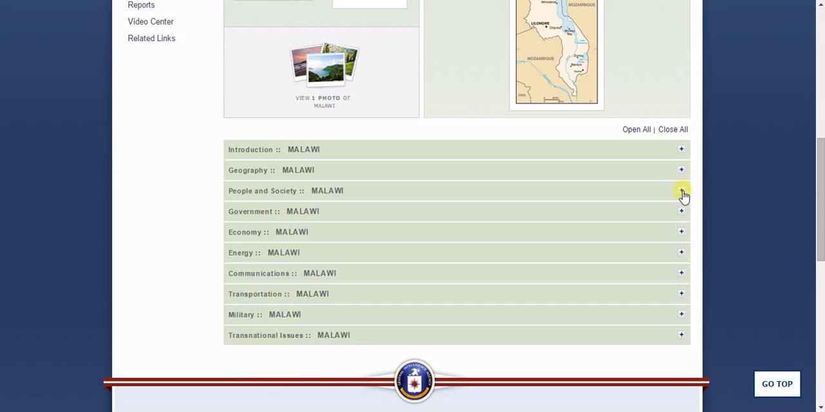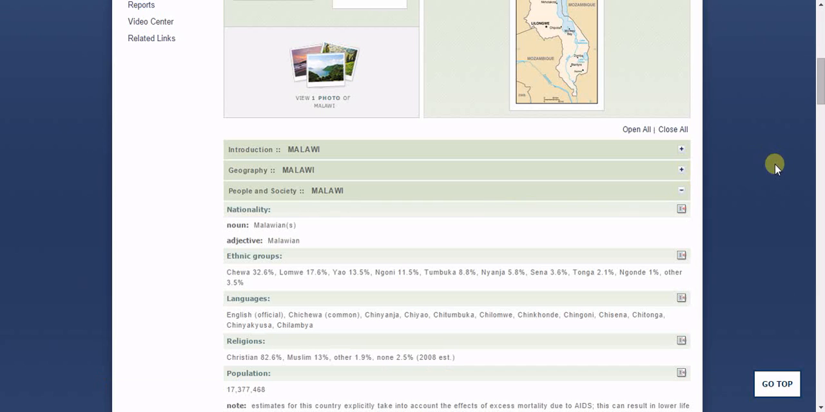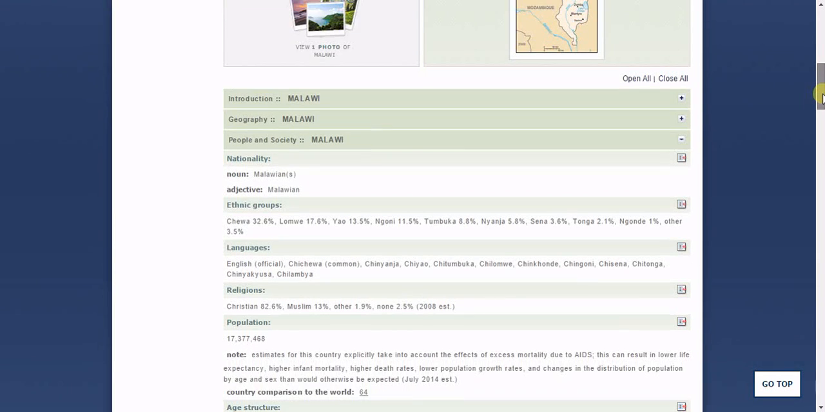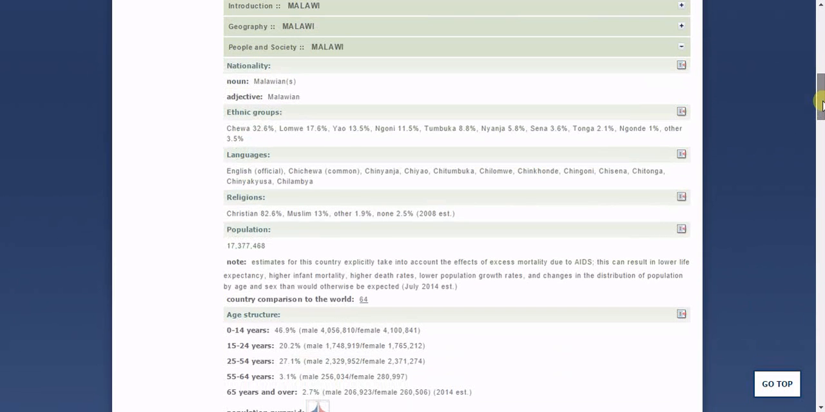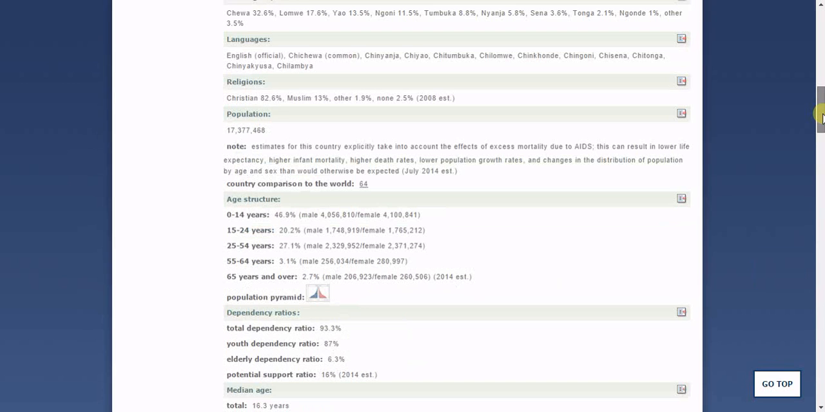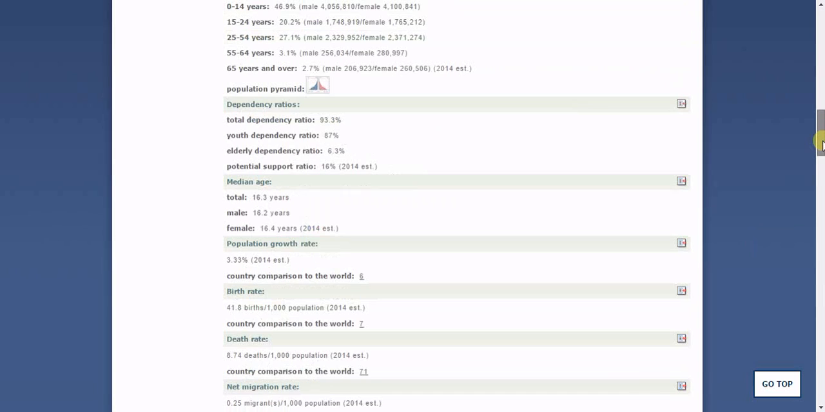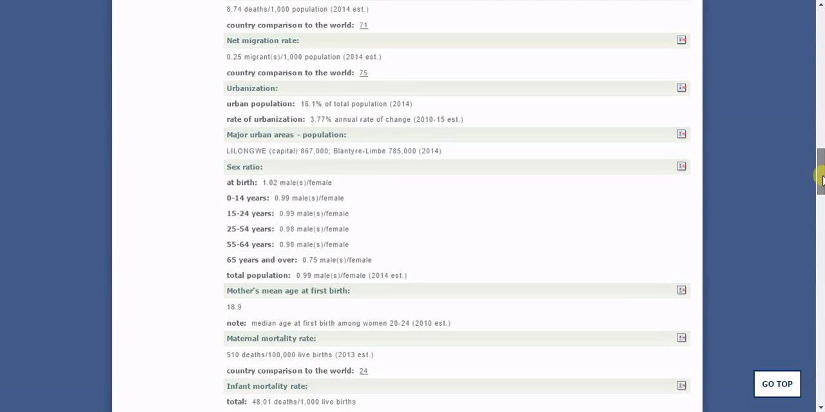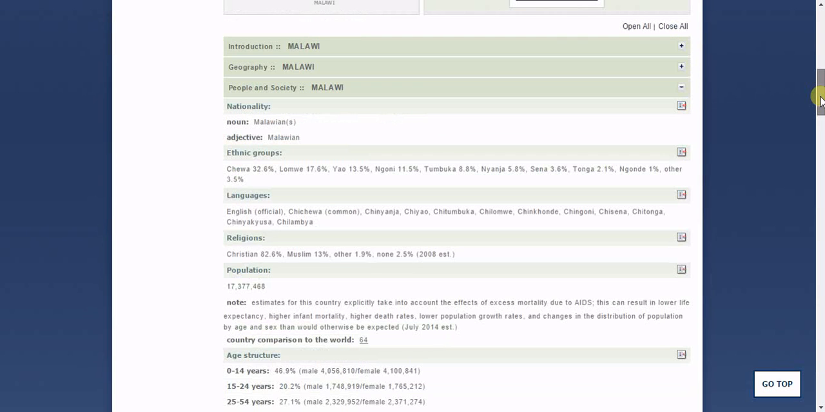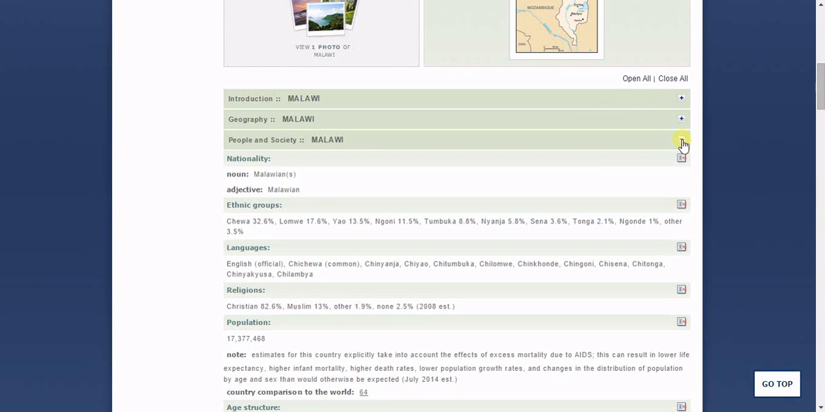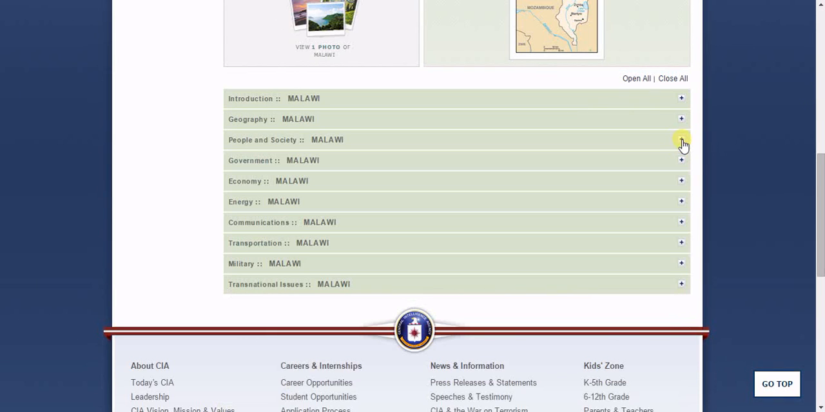Then we also have information about the people. This includes how you would refer to those who are from Malawi, as Malawians, and then how they break down into ethnic groups, what languages they speak, their religions, the population. So this gives you a lot of information about the people. Probably a lot more than you are going to need for your report, but looking at the first few categories can give you good information.